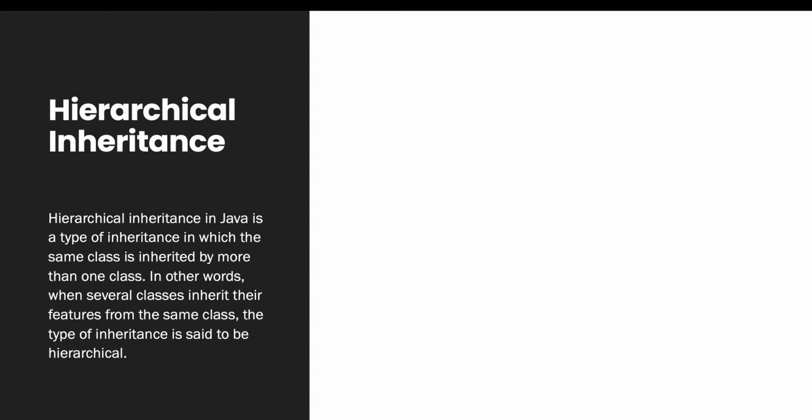The next inheritance is what we have seen, hierarchical inheritance. So what we have seen using the diagram, what is hierarchical inheritance? Hierarchical inheritance in Java is a type of inheritance in which the same class is inherited by more than one class. That's how we have seen, right? In other words, when several classes inherit their features from the same class, the type of inheritance is said to be hierarchical. So something like this.